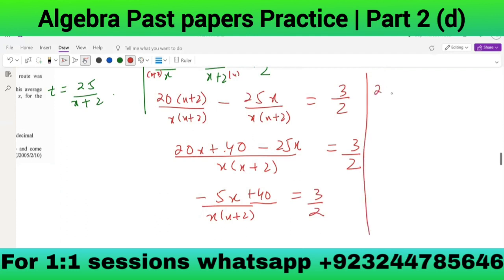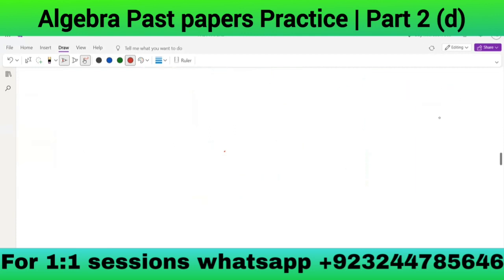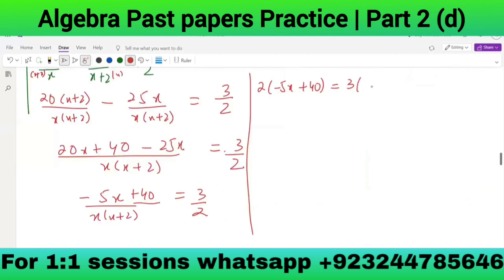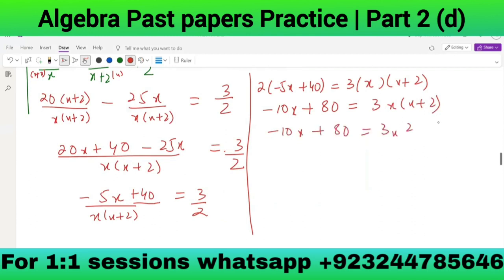So we can write 2 multiplied by minus 5x plus 40, which is equal to 3 multiplied by x, x plus 2. So minus 10x plus 4 2s are 80, which is equal to 3x, x plus 2, so minus 10x plus 80 is equal to 3x squared plus 6.